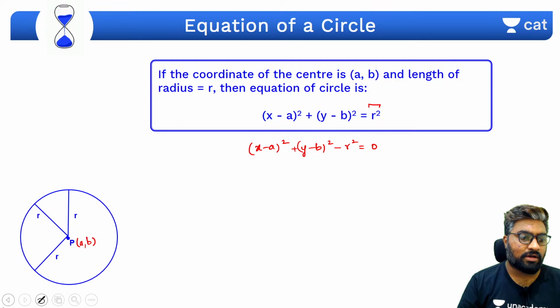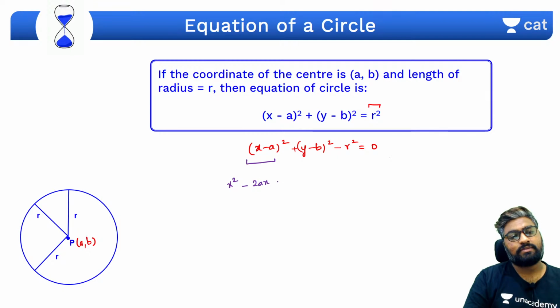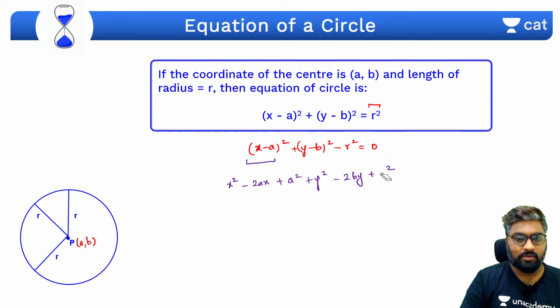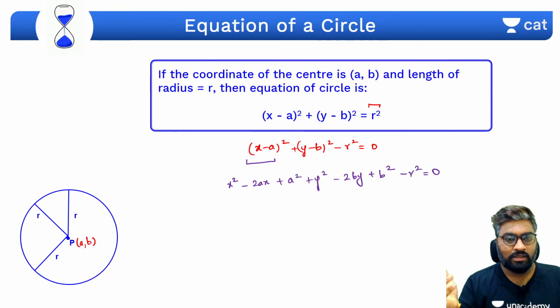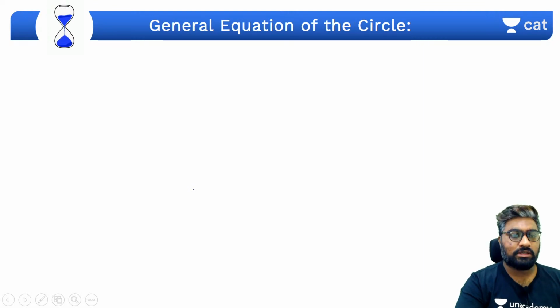Now you can come across different formats of the same equation with opened up terms. So if I open this up, what will I get? I'll get x square minus 2ax plus a square plus y square minus 2by plus b square minus r square. So this is basically just an opened up and explicit version of what our standard formula is. Yes, let's try out a few things.